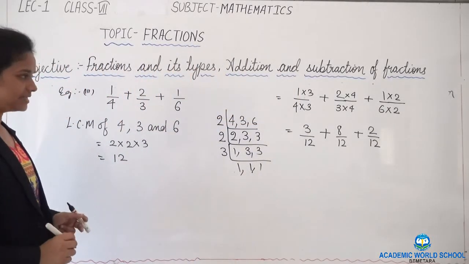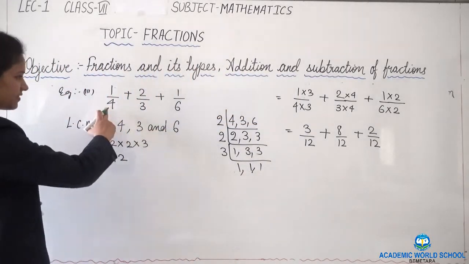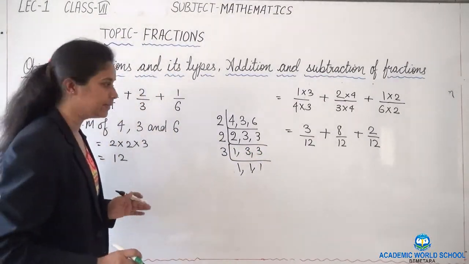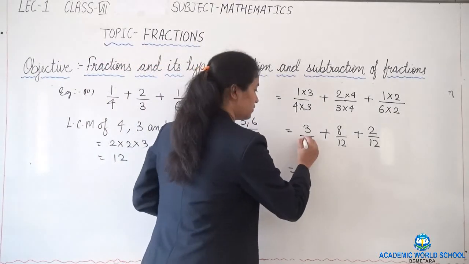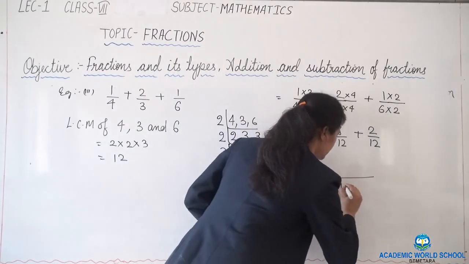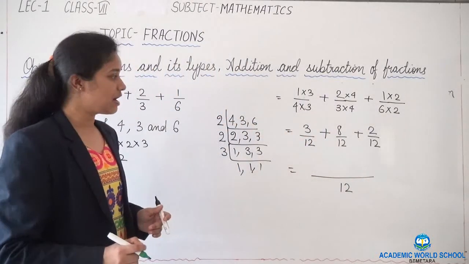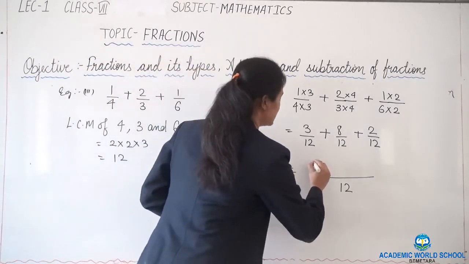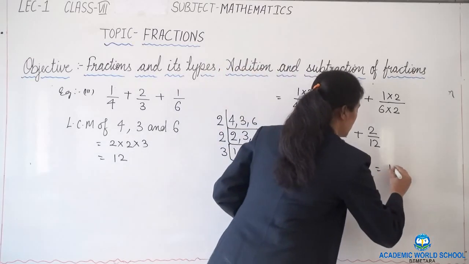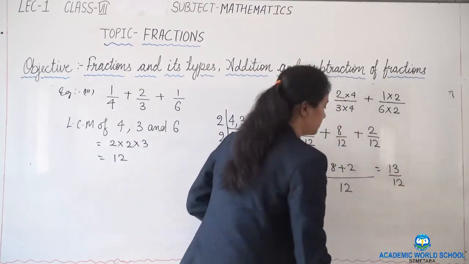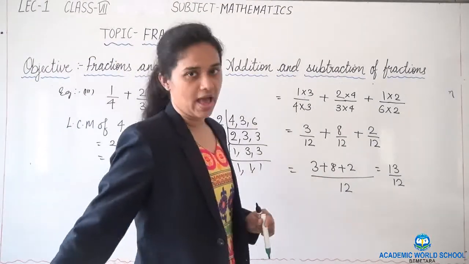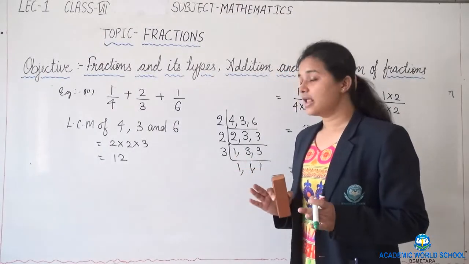Now see how easily we have converted the unlike fractions into like fractions by taking out the LCM. Now what do we have to do? We never ever add the denominators. So the denominator right now here is 12. We are supposed to add only and only the numerators. That is 3 plus 8 plus 2. We got the answer 13 upon 12. So this is our final answer. This is the way you add unlike fractions.